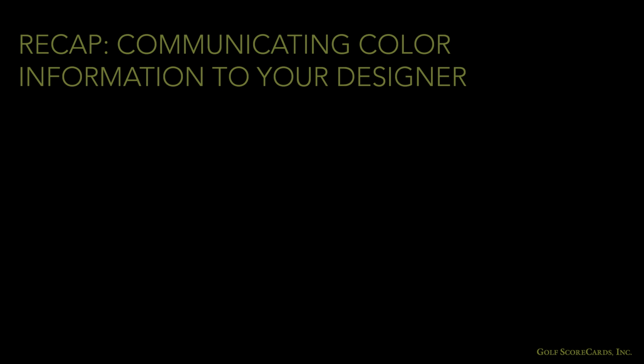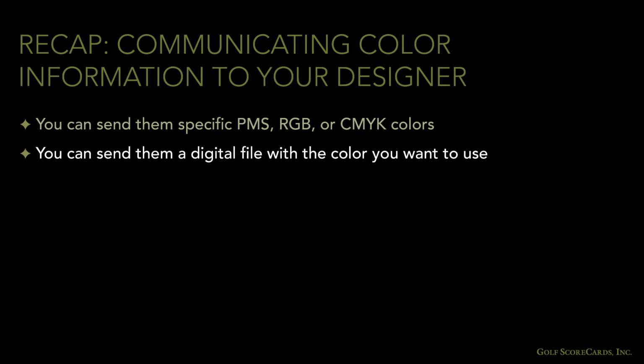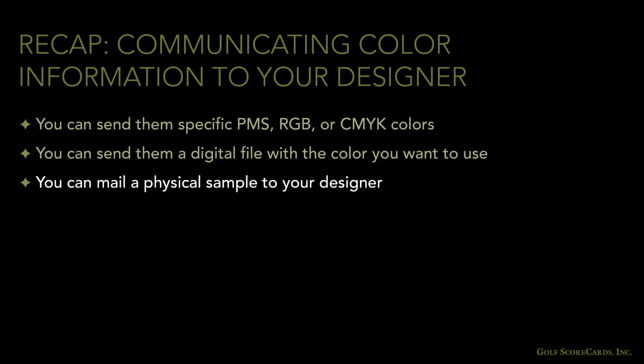In this section, we talked about how to communicate color information to your designer. To recap, there are 3 ways to do this. You can send them specific PMS, RGB, or CMYK colors. You can send them a digital file with the color you want to use. You can mail a physical sample to your designer.